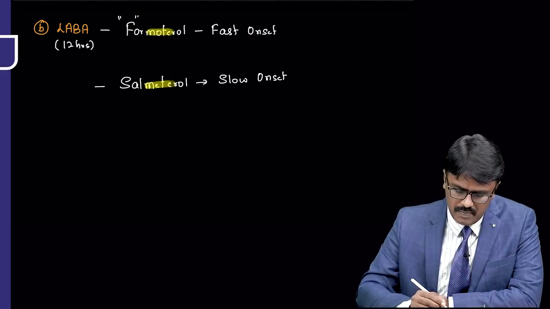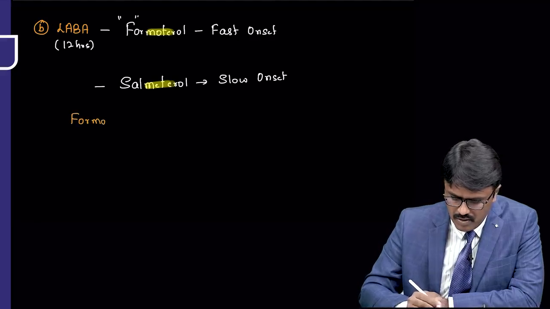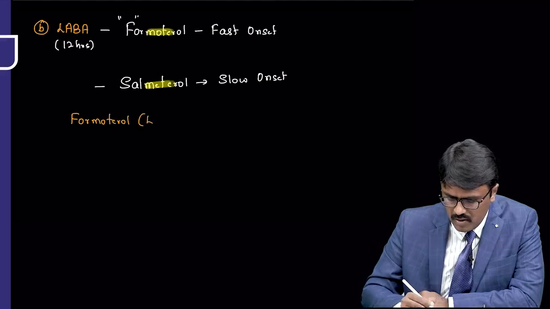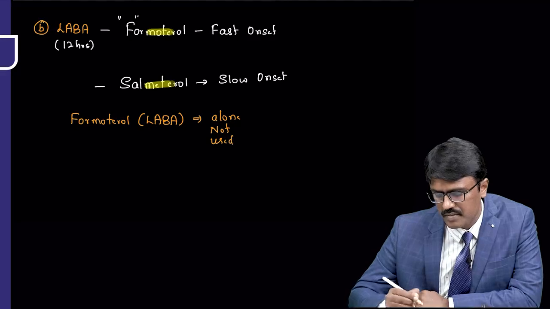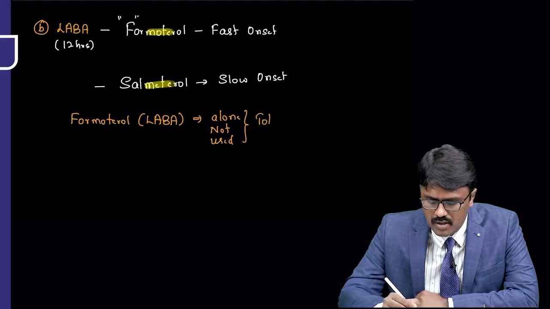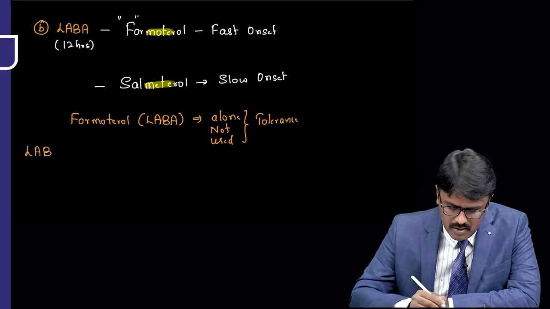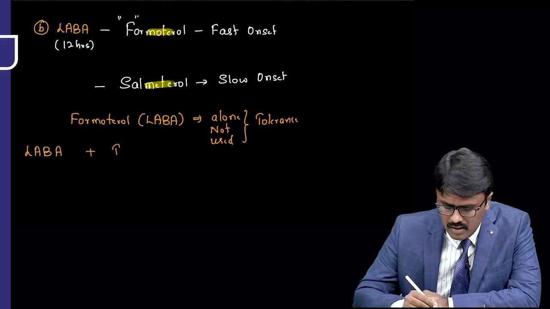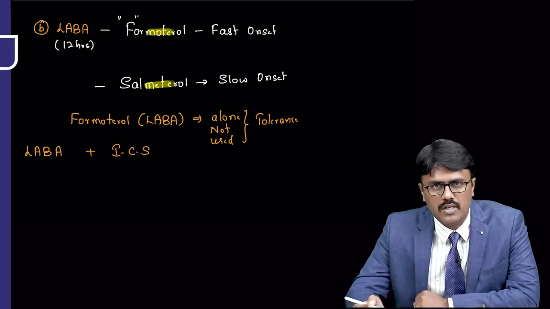Now, what happens in practice? Suppose you want to use formoterol every day. What is formoterol or salmeterol? They are LABA. So LABA you should not use alone. Alone not used for long periods. Why don't we use it alone for long period? Because they develop tolerance, then they will not work. So if you want to use LABA for long periods, you should always use with ICS. ICS stands for inhaled corticosteroids.